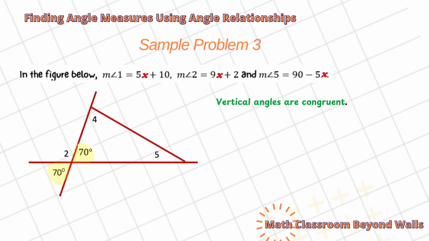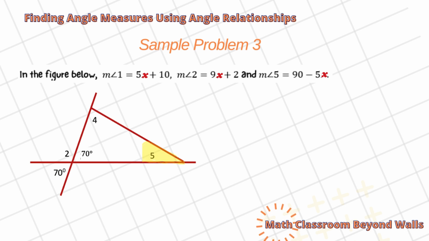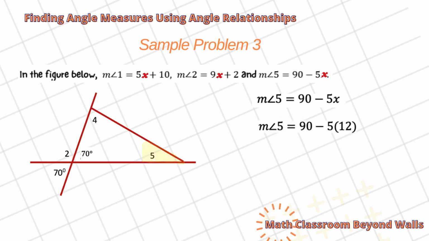Now remember that we need to know two angle measures of the three angles inside the triangle to find the third one. So next, we need to determine the measure of angle 5. To do that, we again substitute the value of x we got earlier into the given measure of angle 5, which is the measure of angle 5 equals 90 minus 5x. We plug in the value of x. We have 90 minus 5 times 12. Multiplying 5 and 12, we have 90 minus 60. Subtracting 60 from 90, we have 30. Thus, the measure of angle 5 is 30 degrees.